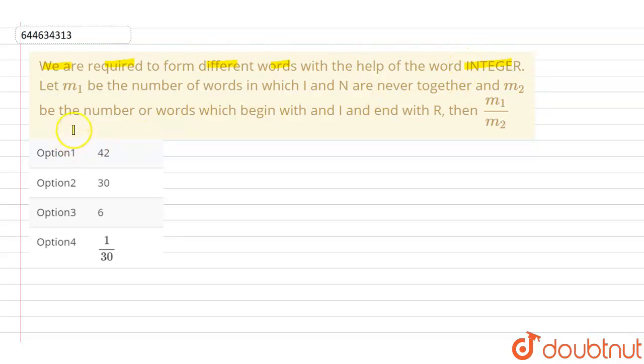In this particular question, we are required to form different words with the help of the word INTEGER. Let the value of m1 be the number of words in which I and N are never together, and m2 be the number of words which begin with I and end with R, and we have to find out the value of m1 by m2.